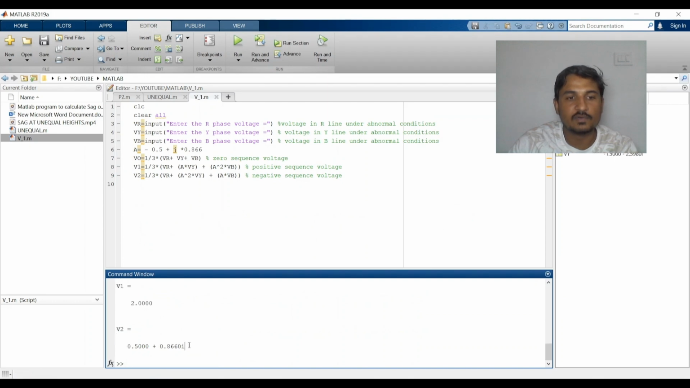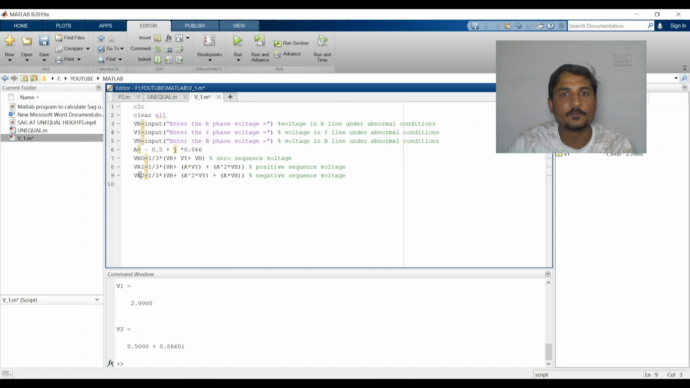So now we got the values of V2, V1, and V0. The value of V0 is 0.5 minus 0.866i. V1 is 2, only a real part value has been fetched out, and V2 is 0.5 plus 0.866i. We don't have any errors here, and this is for R phase.